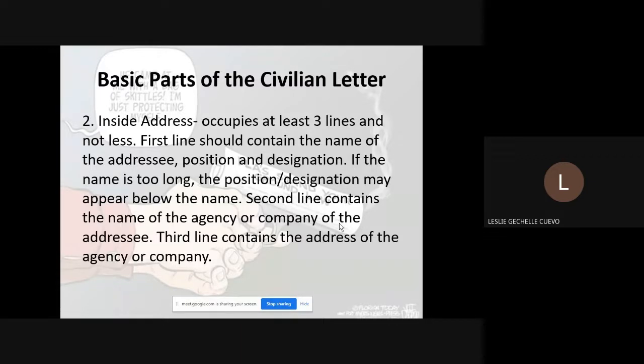Okay, so first line. Dr. Lucia Hipolito, Dean, College of Criminal Justice Education. Yun. Pero dahil mahaba siya, pwede mong ilagay sa baba yung position and designation. So sa first line, si Dr. Lucia Hipolito, then the second line is the position, Dean, CCJE. Okay. Then the next line should contain the name of the agency. Saan ba siya? Angeles University Foundation. And then third line yung address, Angeles City. Okay? Yun yung inside address.